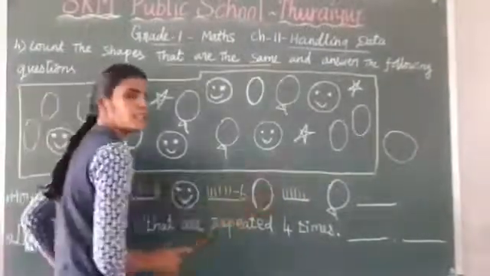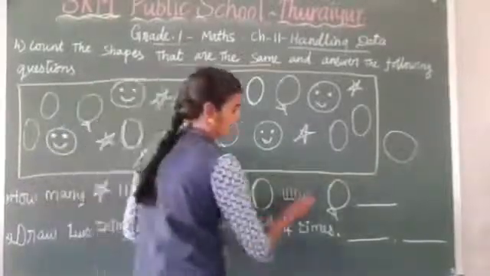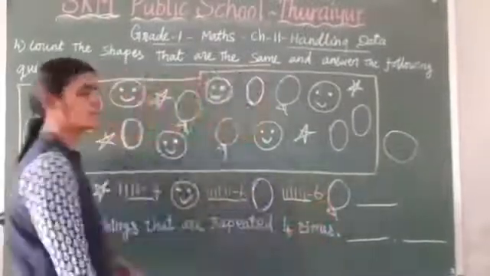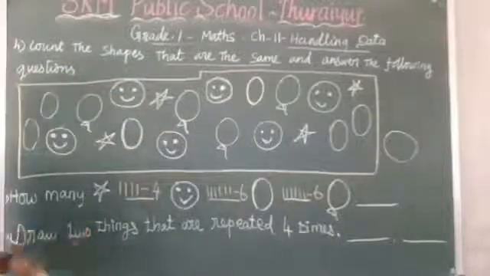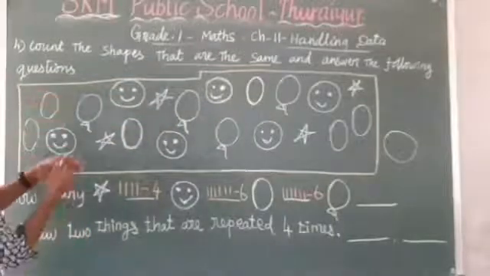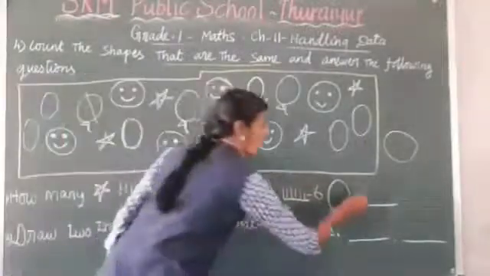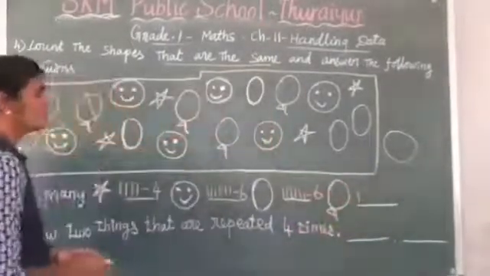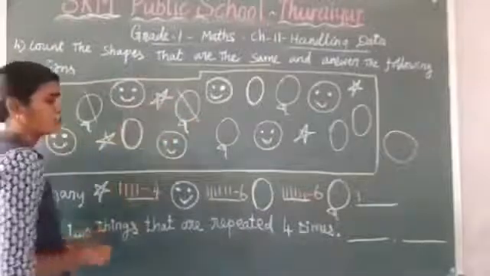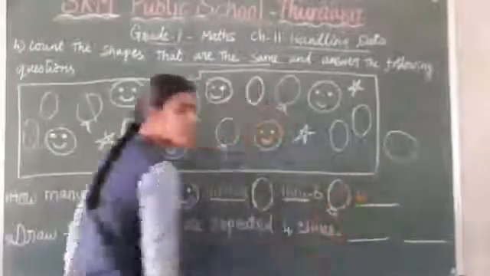Oval shape, how many? That also comes 6 times. Next, the balloon. See the first balloon. I try out using this white chalk piece. 1. So 1. Next balloon. 2. So I place one more line here.